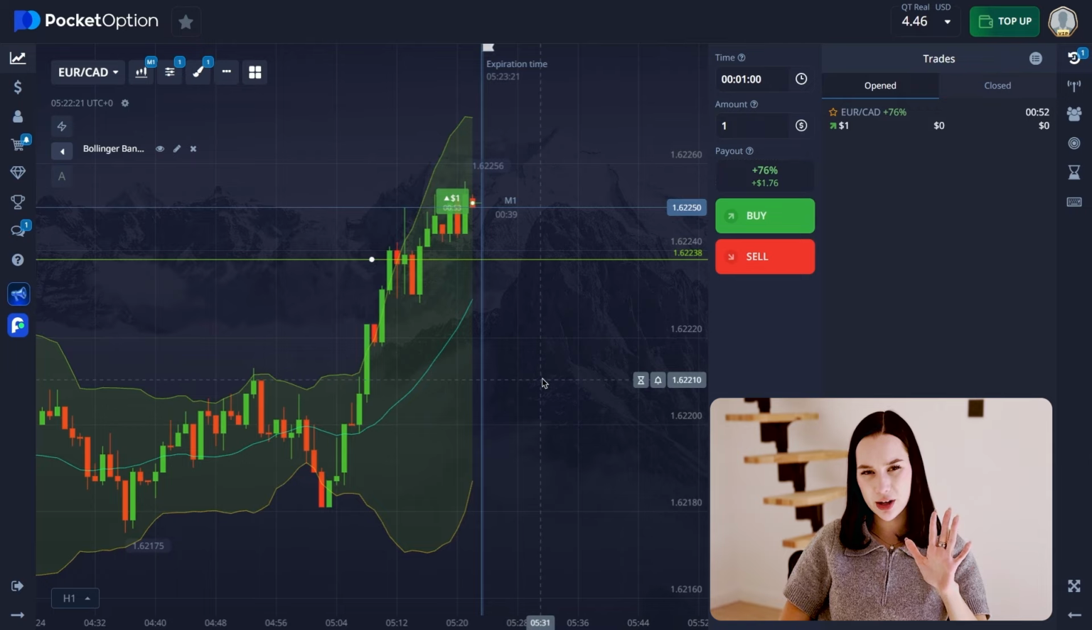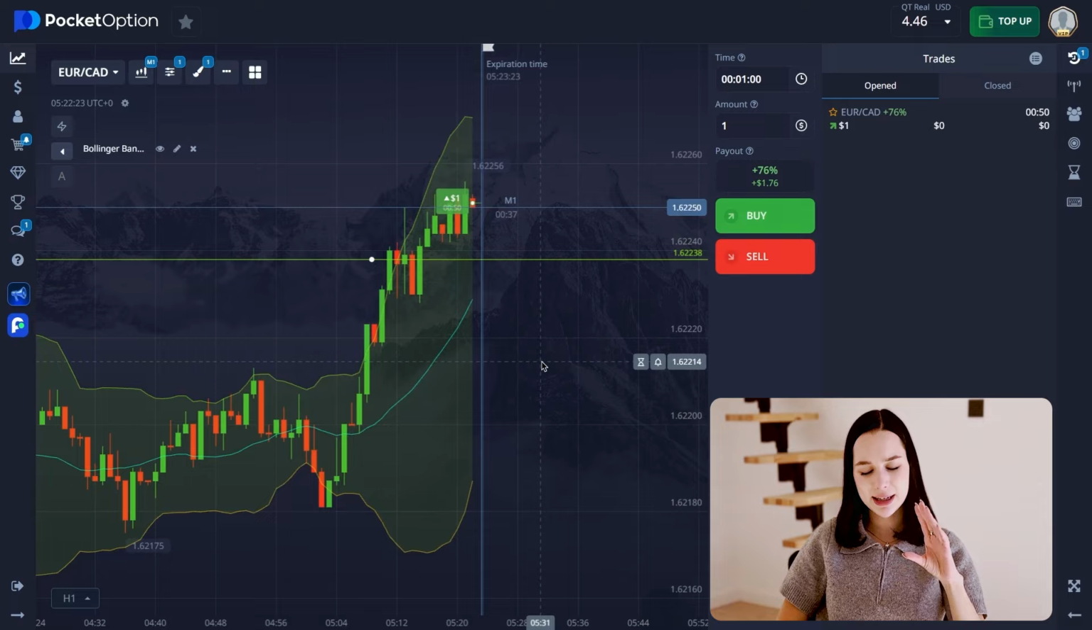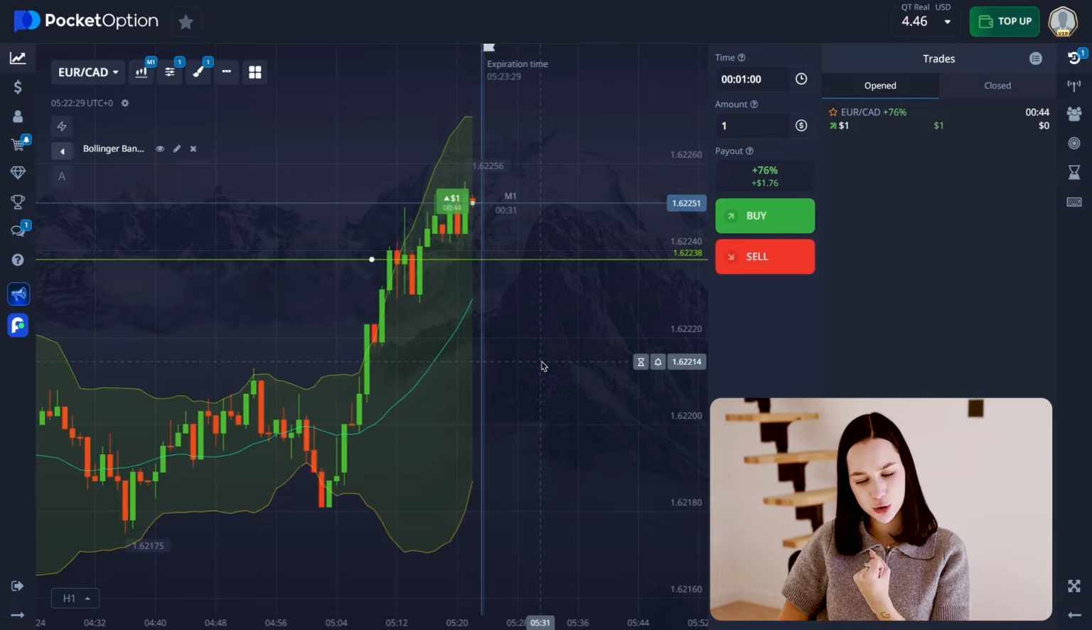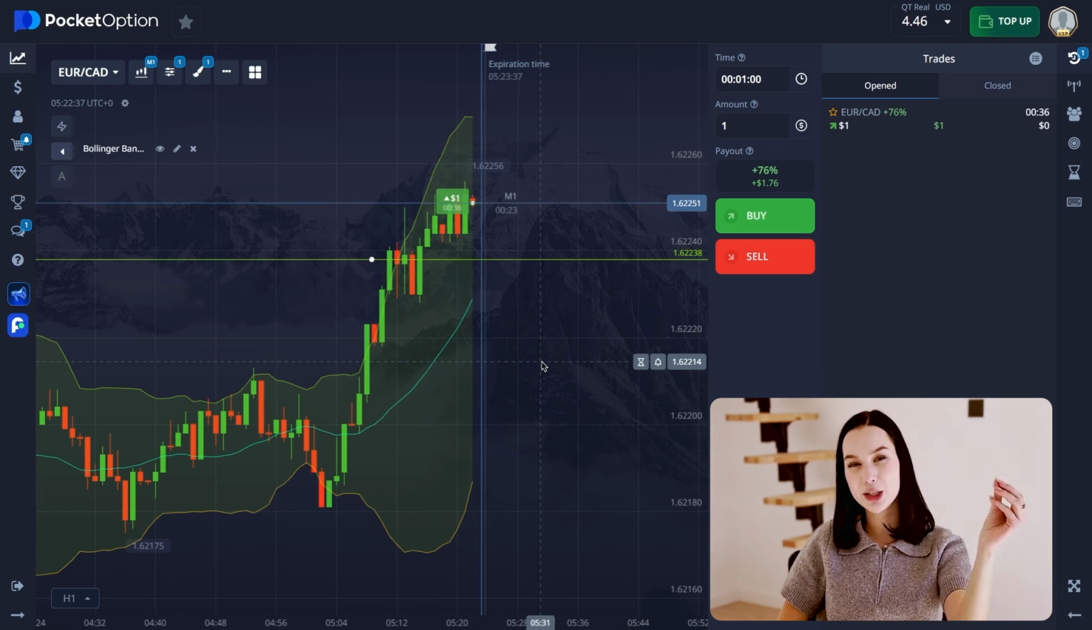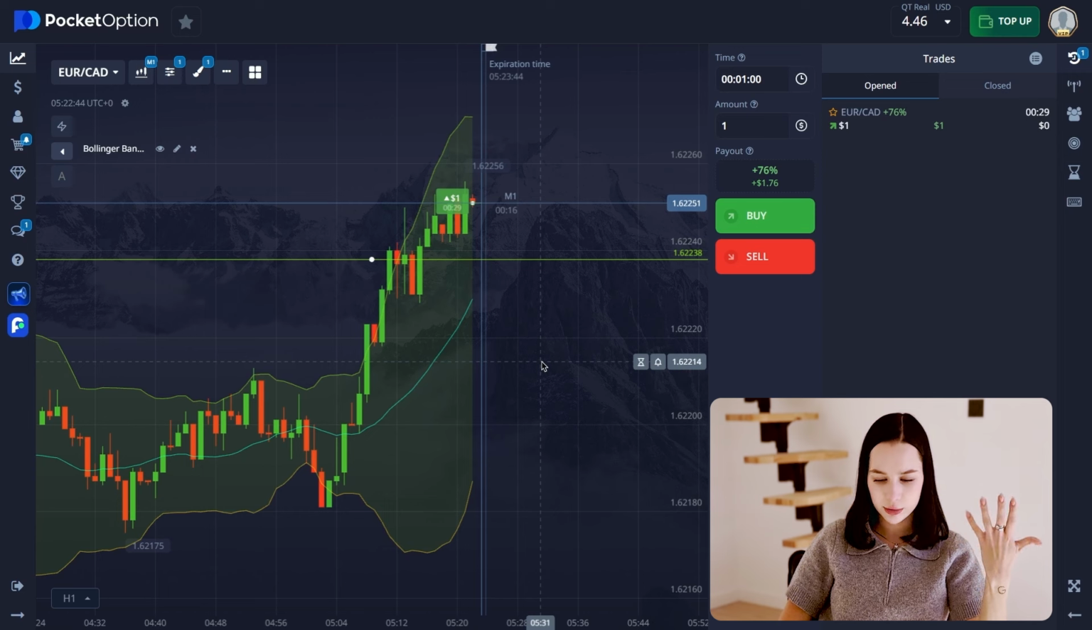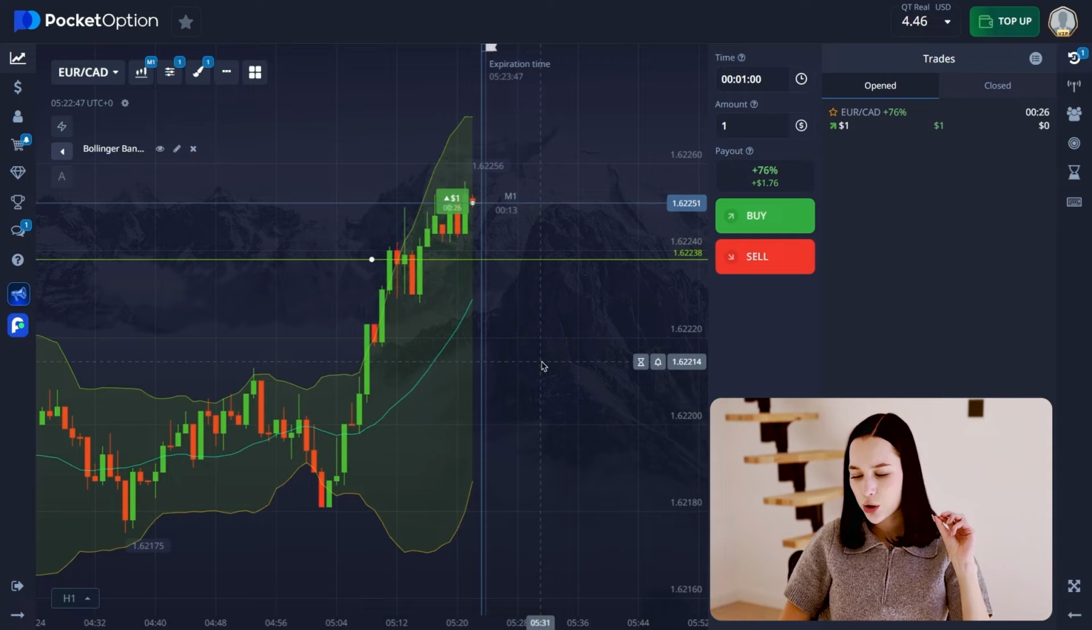I changed the expiration time to 1 minute because again, there could be some corrections in 2 minutes. So when it's this kind of strong upward trend, it's better to change the expiration time to a lower one, for example, from 3 minutes to 1 minute. So that's how you can catch the strong upward move and not get into the corrections or rejection or something else. So now it's 23 seconds.